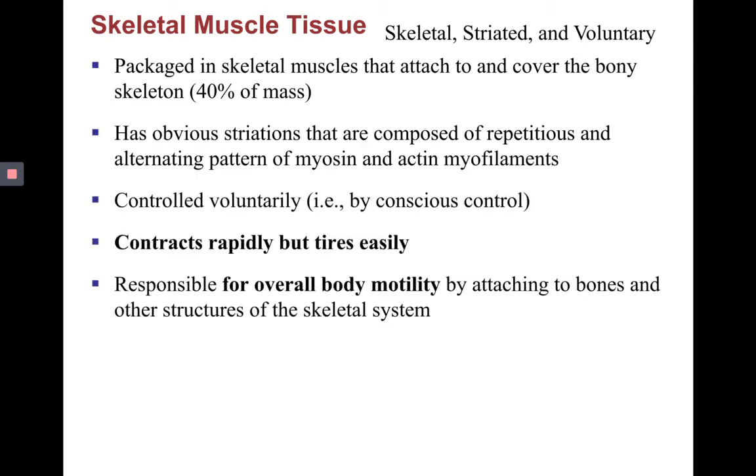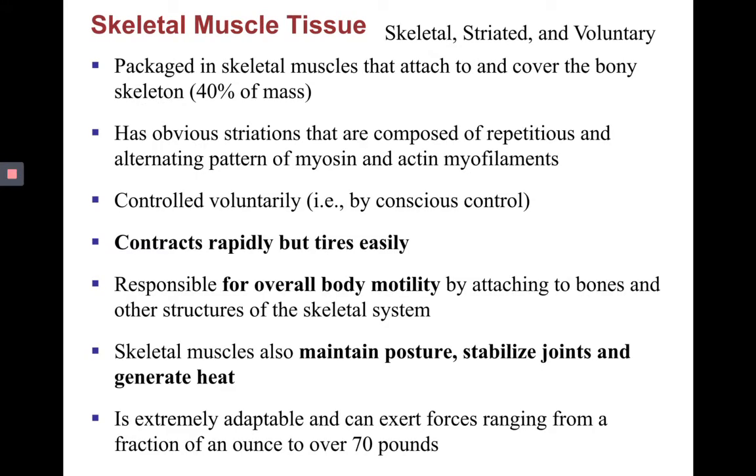Let's take a closer look at skeletal muscle tissue. Skeletal muscle is attached to the skeleton. It has striations and it contracts voluntarily. So those are three words you should associate with skeletal muscle: skeletal, striated, and voluntary. We find skeletal muscle packaged around the skeleton, so it covers the bones, and it has obvious striations because of the repetition and pattern of the myosin and actin filaments.